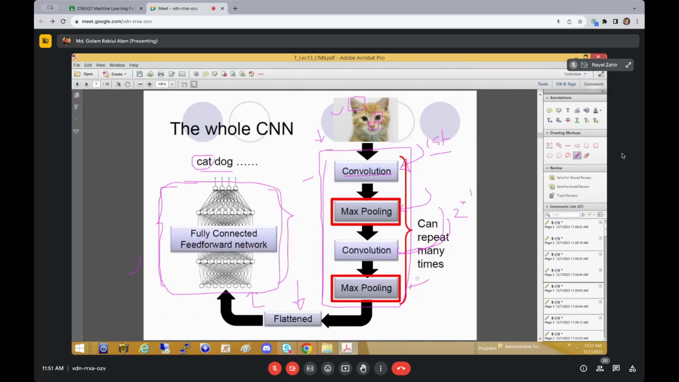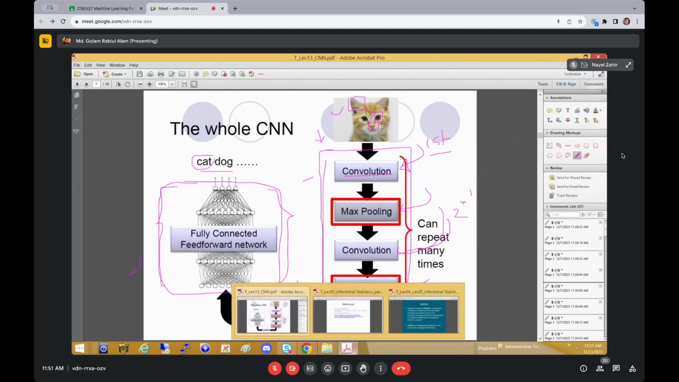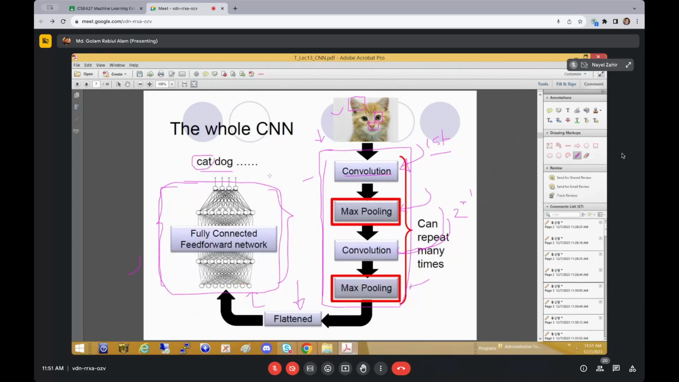Okay, so that means this part will consider our feature extraction, and this part is actually for our classification. Now this part is for the feature extraction, and here are the fully connected neural networks. So this is for the classification purpose. Sometimes you will find that in many neural network models nowadays, this part is replaced. That means this classifier is replaced by some other classifiers.